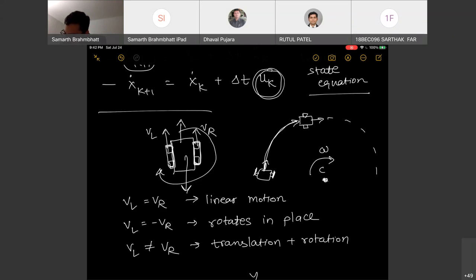So imagine if VL is equal to minus VR, then it is just rotating in place. That means the center of rotation is in the middle of the robot. It's not outside the robot. And if VL is equal to VR, then it's just moving forward. That means it's not a circle at all. It's just a straight line. So that means the center of rotation is kind of at infinity. So we need some equation that captures all of this behavior.